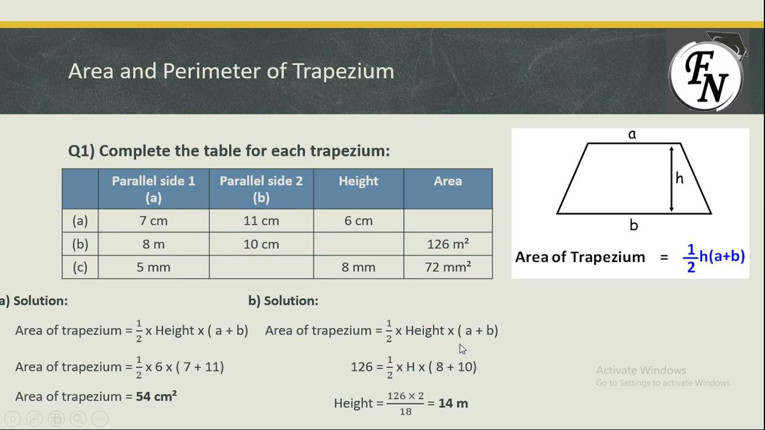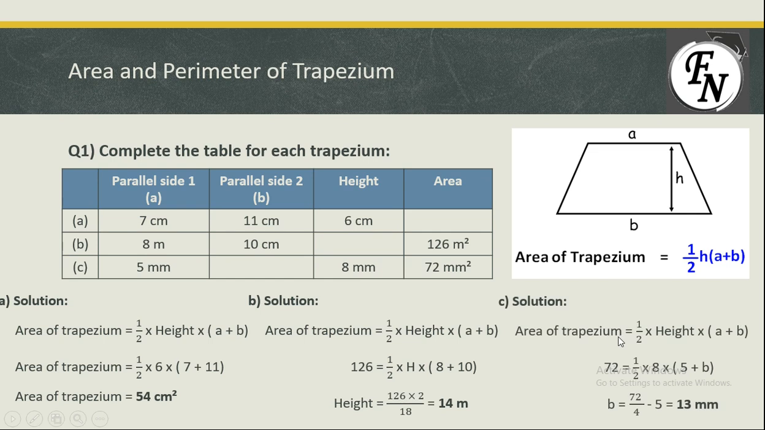After that, talking about the third part, it has one parallel side missing. So I will plug in the values now, and the value of B would be missing, and I will be finding the value of B. In this case, I have plugged in the values as area of the trapezium is 72, which is given here, and the height is 8, which is here, and A is given to us and B is missing. So A is 5, so I have plugged in 5, and B is missing.